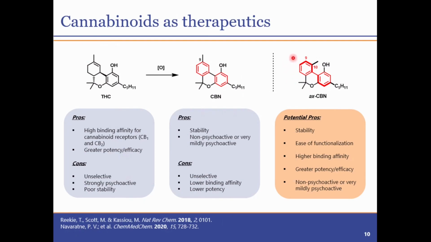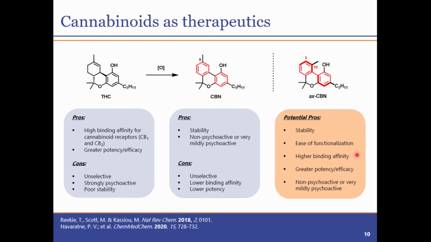And so axially chiral cannabinol, or axCBN as we have called it, the hypothesis was that a molecule like this would have the stability of cannabinol and the ease of functionalization of cannabinol, being a biaryl. Meaning it's easy to change out the groups at the various positions on the ring here. But hopefully with greater three-dimensionality it would have higher binding affinity for potential protein targets.